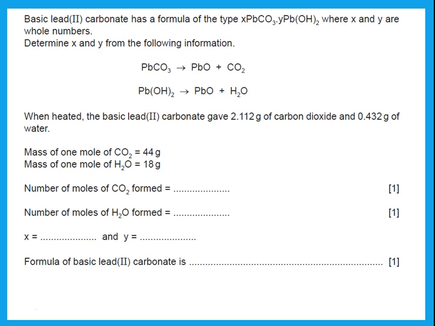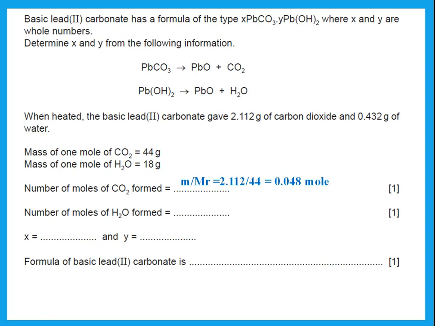So when heated, he found that this compound made of lead carbonate and lead hydroxide gave 2.112 grams of carbon dioxide and 0.432 grams of water. So if I can get the number of moles of each of these, then I would know the number of moles of the lead carbonate and the lead hydroxide, and as such I can get what is X and what is Y. Okay, so what is the number of moles of carbon dioxide formed? We have 2.112 grams, so I'm going to say number of moles is mass over molecular mass. So the mass over the molecular mass of carbon dioxide is 0.048 mole.